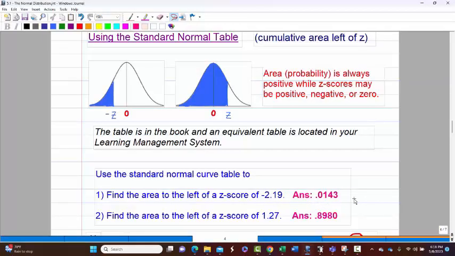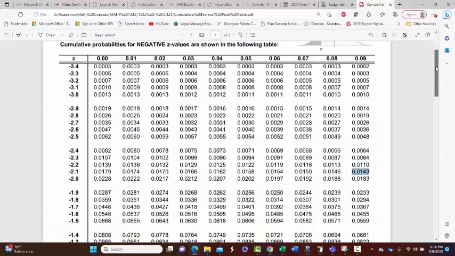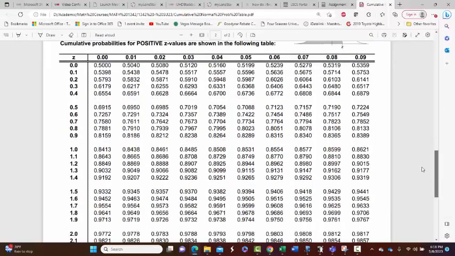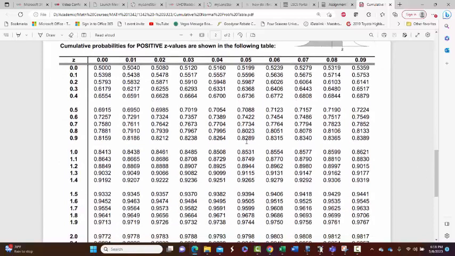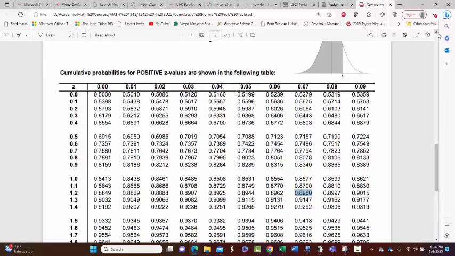Ta-da! Now it says find the area to the left of a z-score of positive 1.27. Come down to the positive part. Here's 1.2, 0.07, 1.27. So the 1.2 row and 0.07 column give you a z of 1.27, which then gives you an area to the left, as it shows in the picture here, of 0.8980.